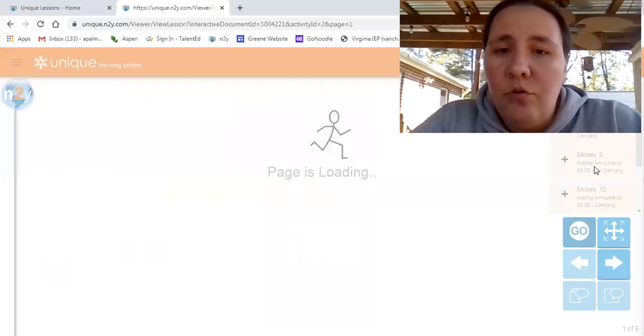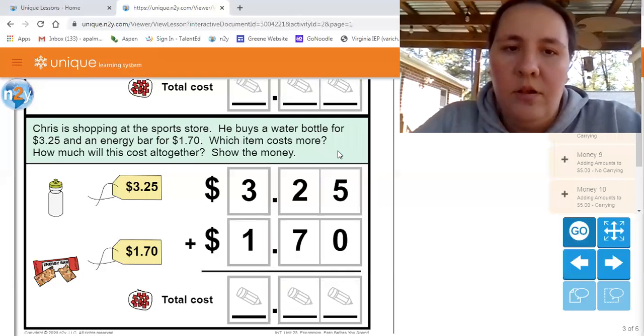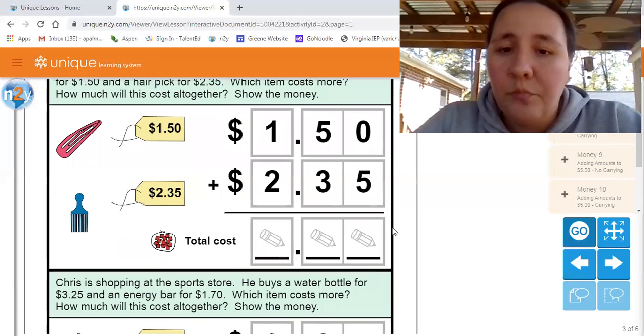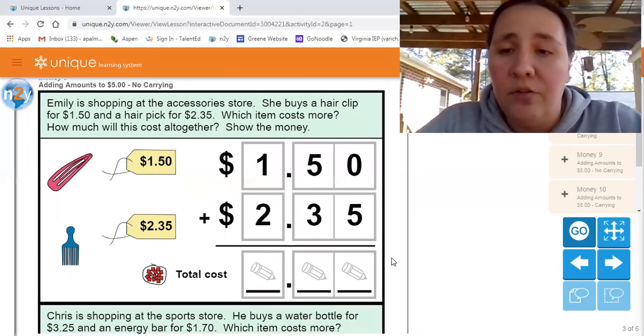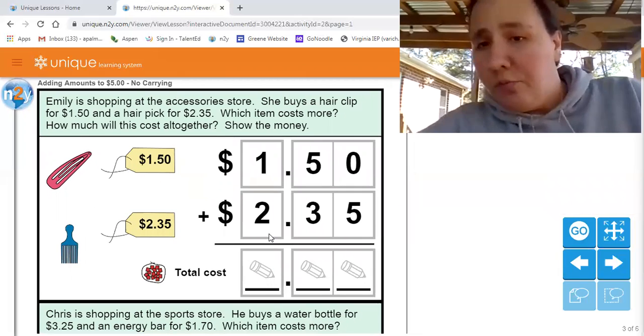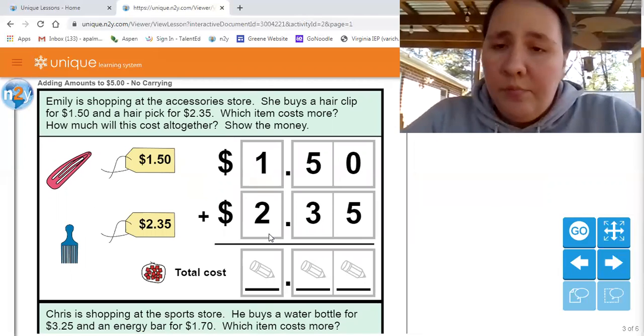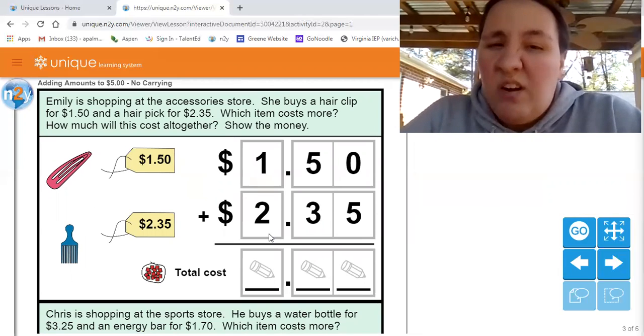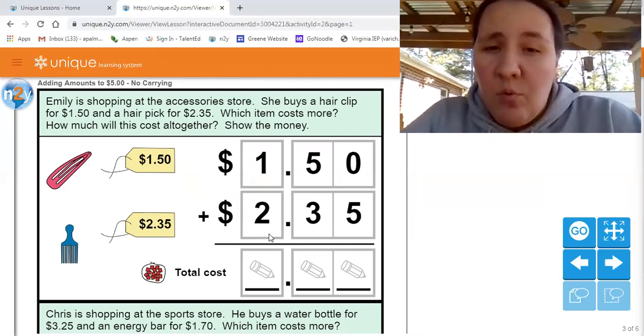So we have 2 problems for adding up to $5. So we're going to use the same skills. We just have a whole other row to start adding together, okay? So first we're going to read the problem. Then we're going to circle or underline our important words and numbers. We're going to see which one is more, and then we're going to add them together, okay?